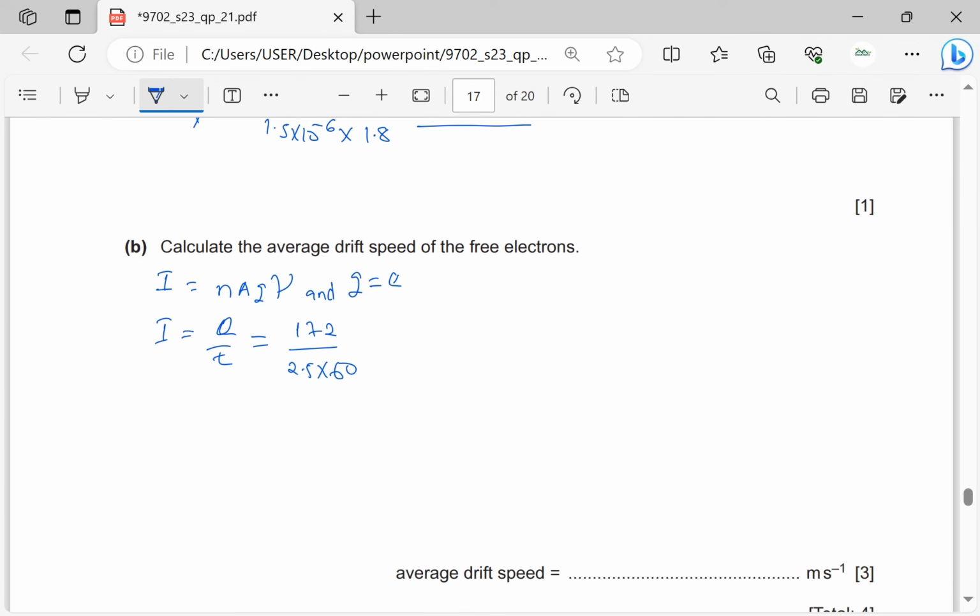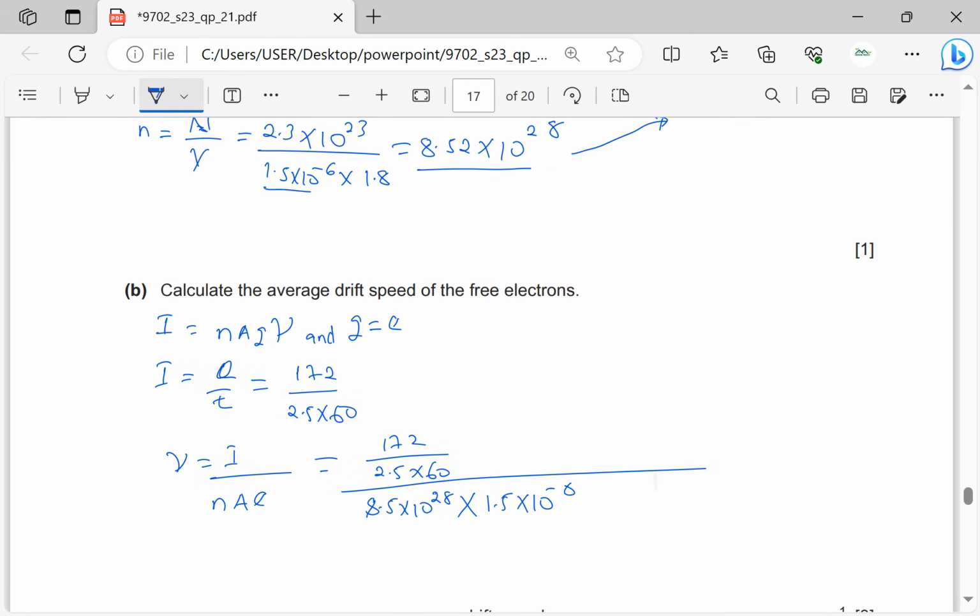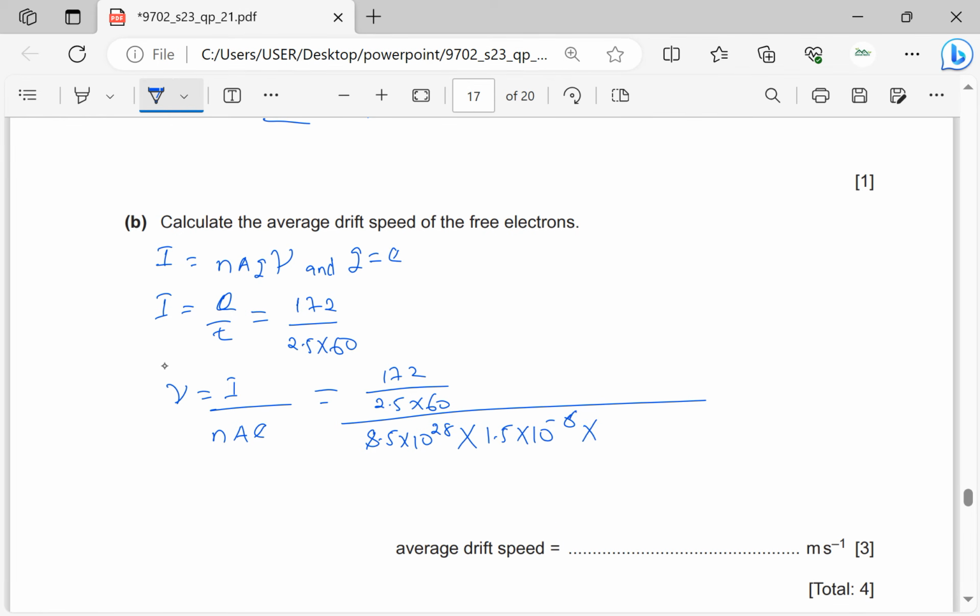So, making the drift velocity the subject, v is going to be I divided by nAq, where q is e. So I'm now substituting. I is 172 divided by 2.5 times 60. Then I will divide by n. n is given as 8.5 times 10 power 28. Cross-sectional area was 1.5 times 10 power minus 6. Then the charge of an electron is 1.6 times 10 power minus 19.